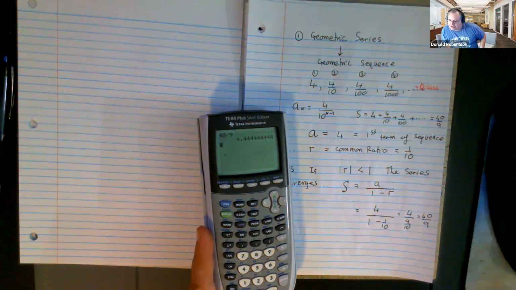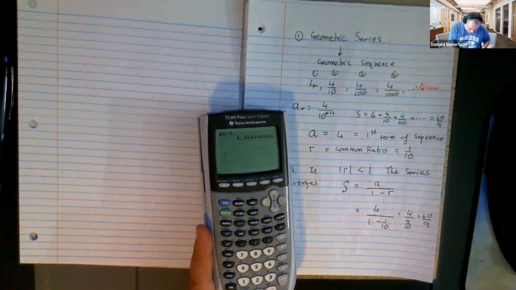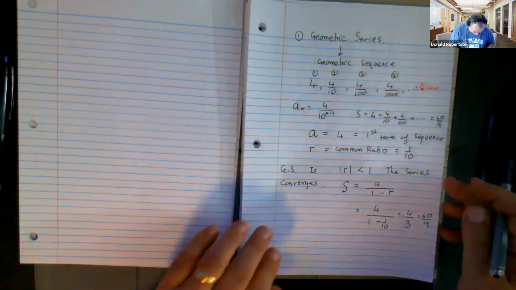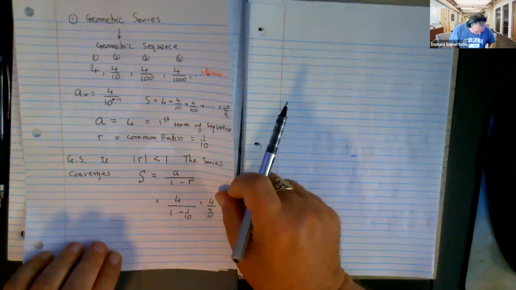A geometric series, if the absolute value of the common ratio is less than 1, the series is guaranteed to converge. And not only that, we even have a formula that tells us where it comes from. So to finish with, I am going to prove that formula.